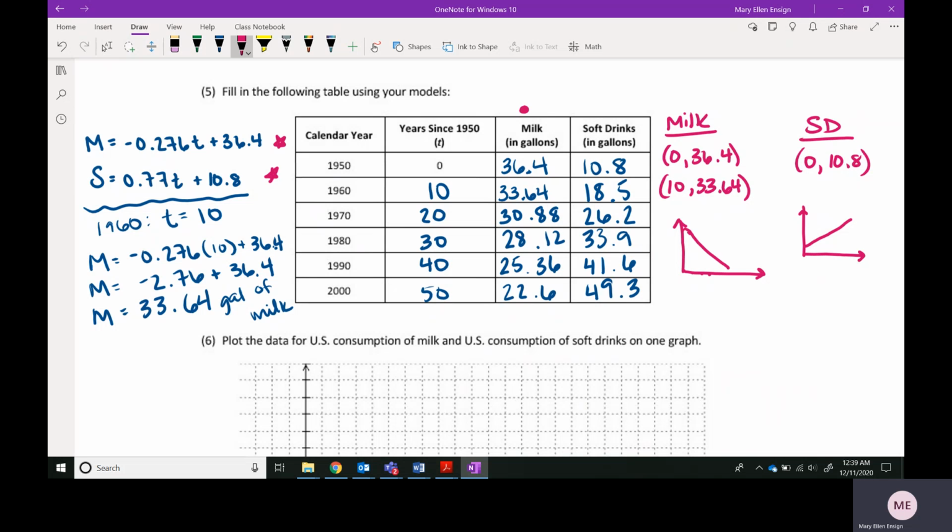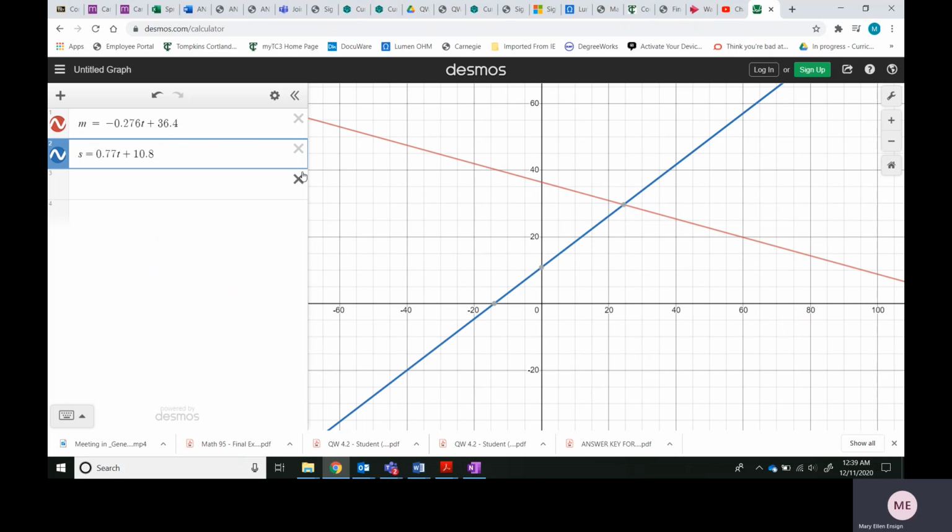And then I asked you to plot the data. So I'm going to show you, make sure you know how to do that, please, and then I will show you what it looks like here. So here it is plotted. Here are my two equations. So if we look at this for a minute, it kind of makes sense, right?